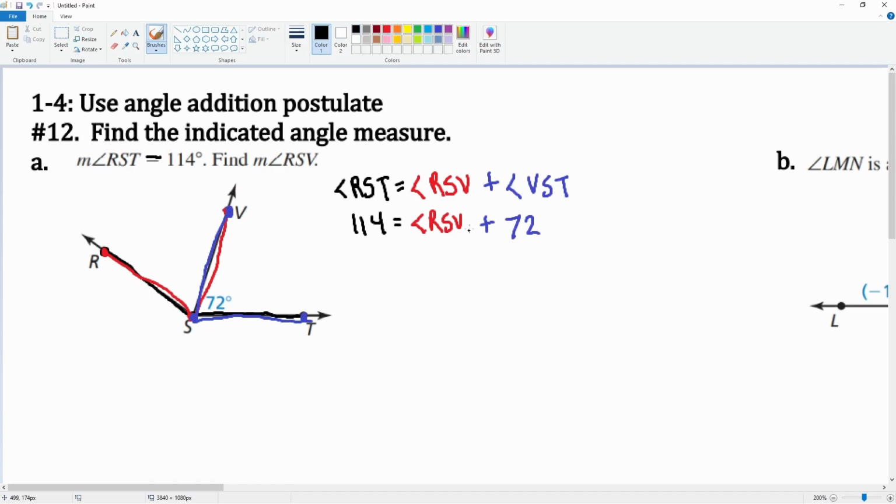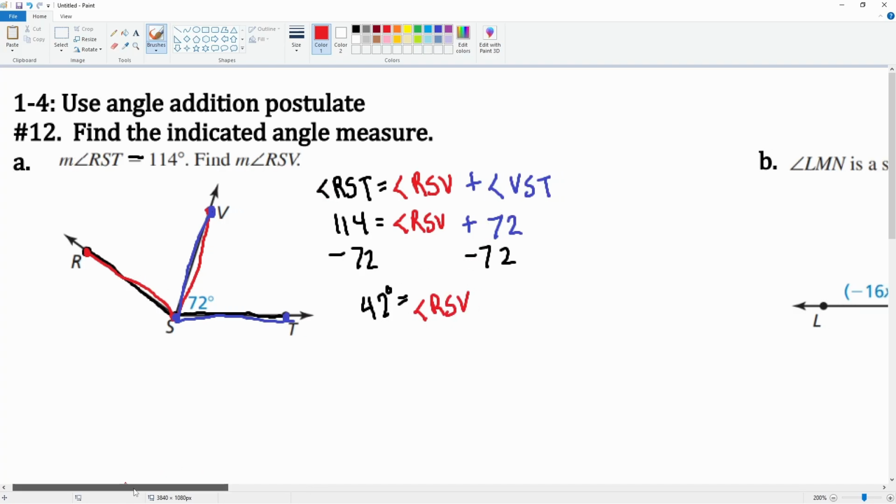So to do this, we subtract 72 from both sides. Now you can do 114 minus 72. That gets us 42 degrees, equaling the angle measurement of RSV. Make sure you set up that equation first.